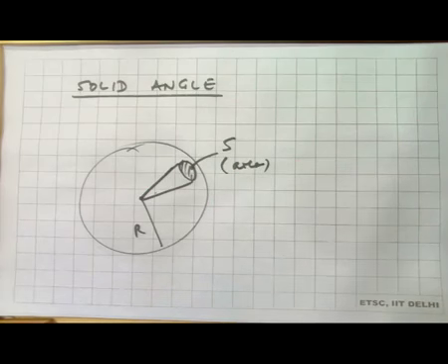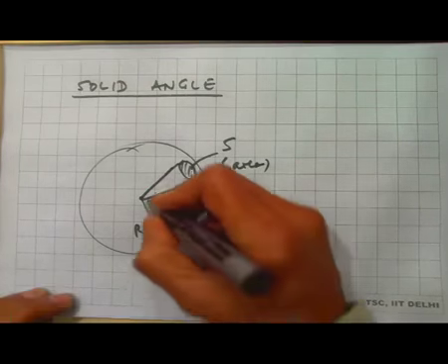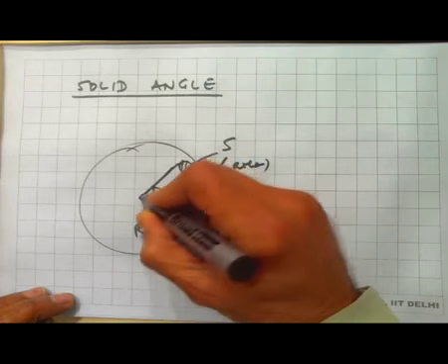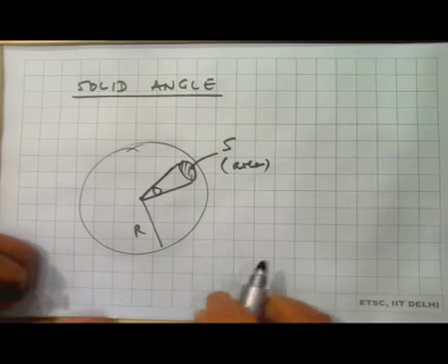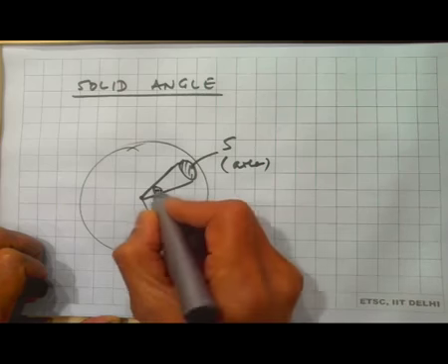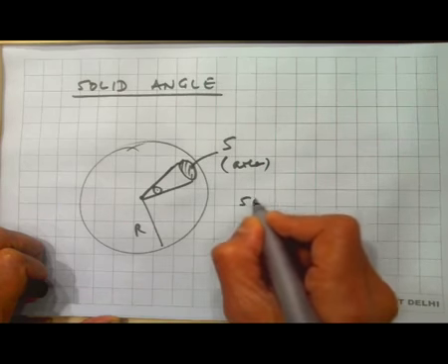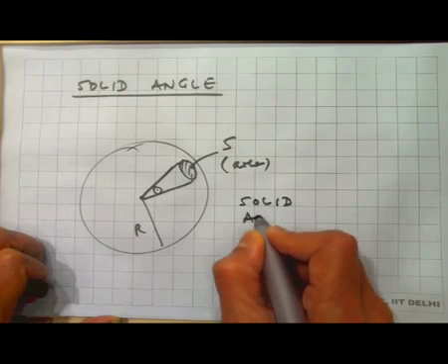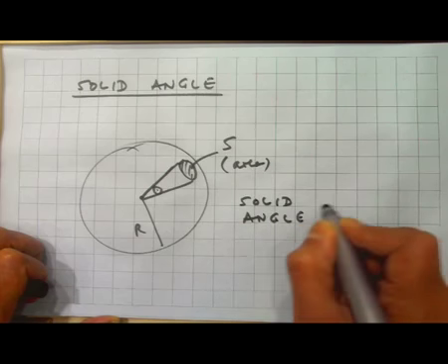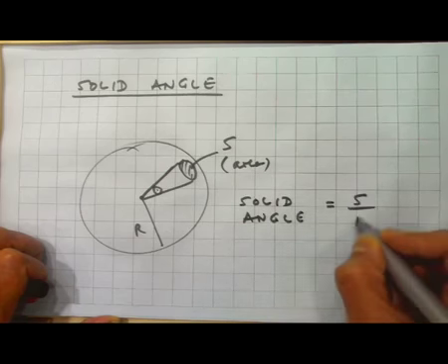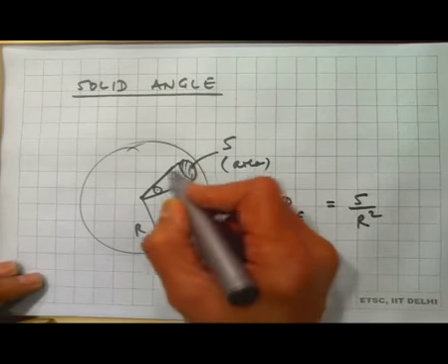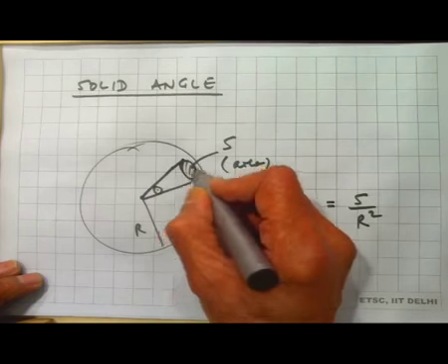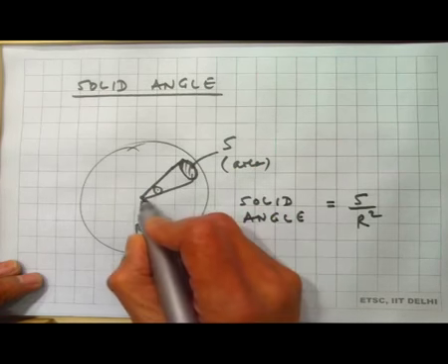So I have a sphere, and I draw a cone here. So that's a cone, and the cone comes out from the center and intercepts the sphere on an area. So, I will define this angle, this solid angle, as S by r square: the area intercepted by this cone on the sphere divided by the square of the distance.